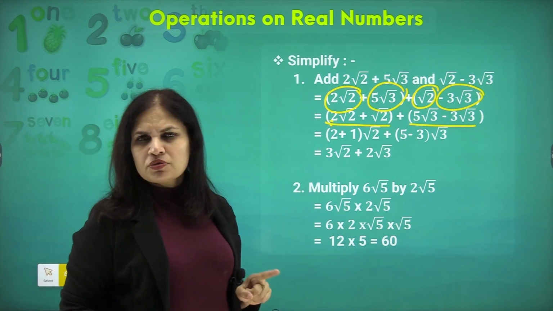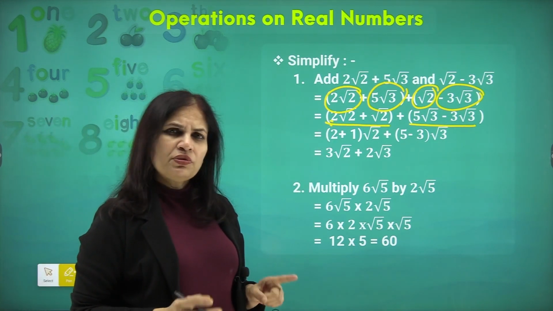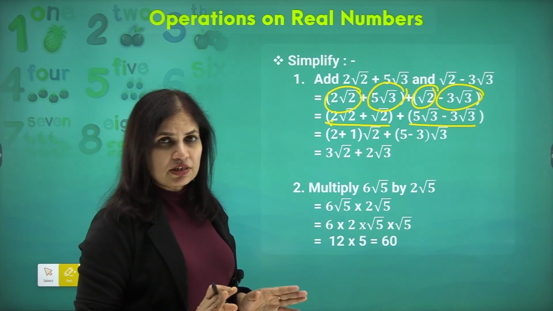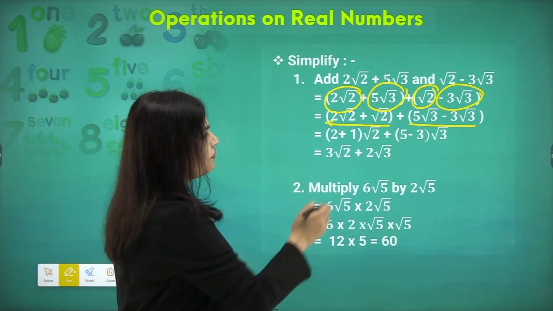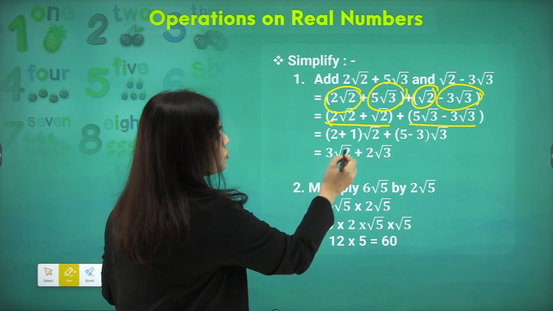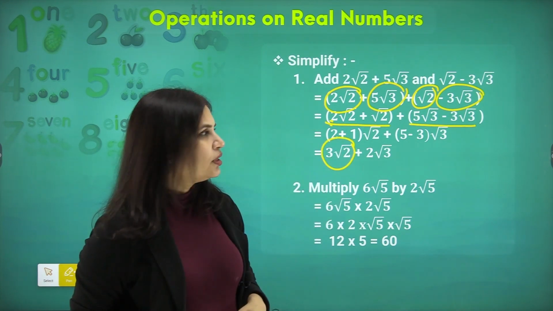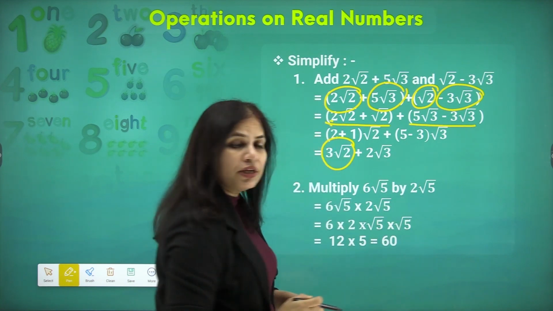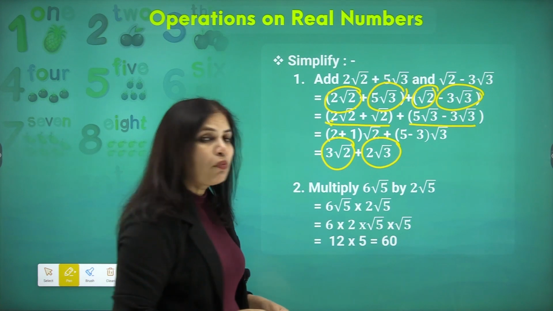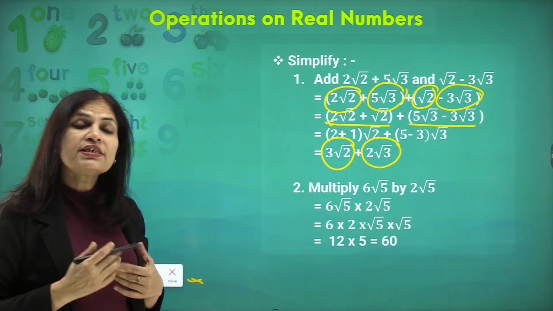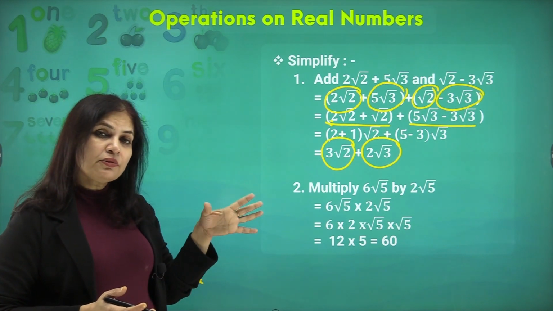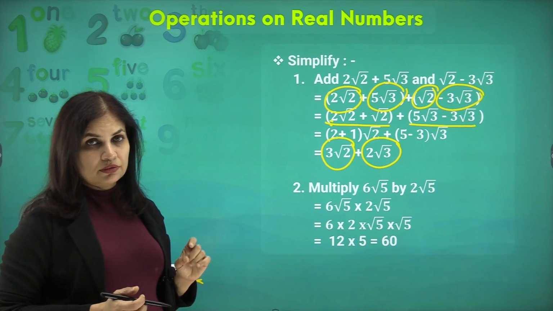Consider this root 2 to be a variable which has to be kept fixed. I cannot do anything with it because it's fixed. So, if I take root 2 common, I'll have 2 plus 1 within the bracket. So, the answer becomes 3 root 2. Again from here, if I take root 3 common, 5 minus 3 will become 2 root 3. So, what have I done? I have just treated them as separate variables. Root 2 is one variable and root 3 is another variable.